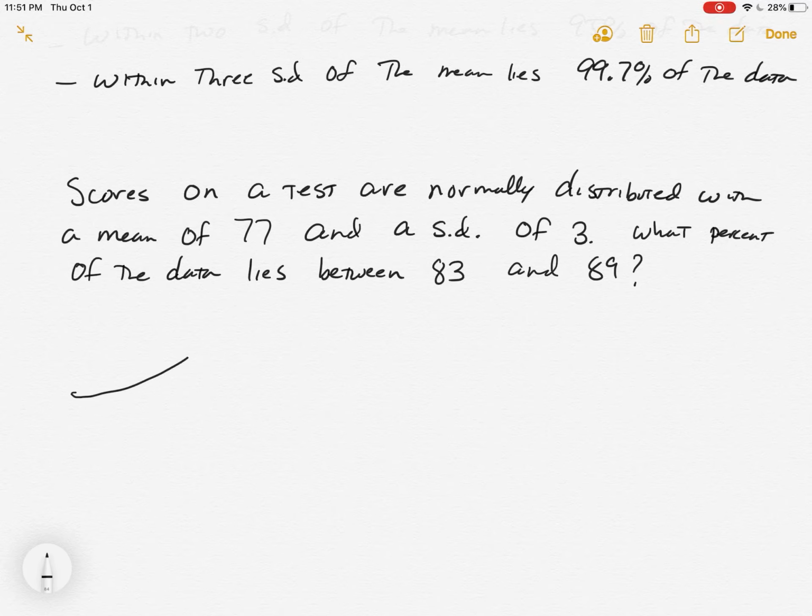So let's draw a picture. A normal distribution. How do we know that? Because they say it's normally distributed. 77, and I got two values, 89 and 83. Now, how far are they away from 77? So as we consider that, how far away is 89 from 77? Let's find out. 89 minus 77 is equal to 12. I must have wrote that down wrong.